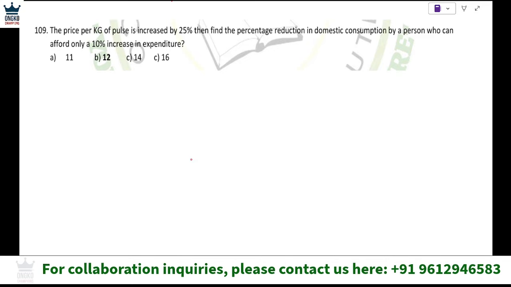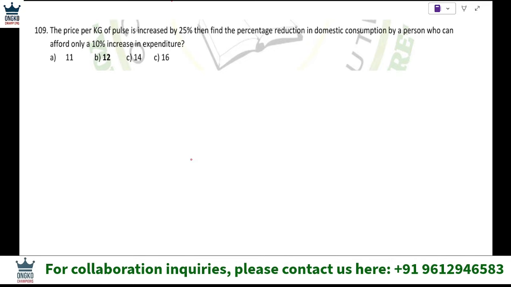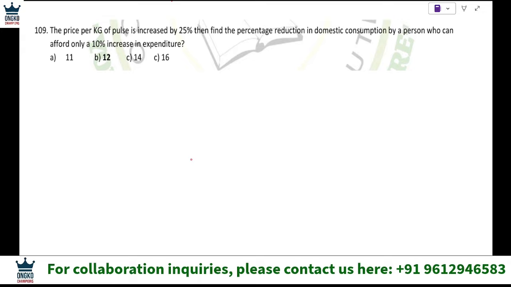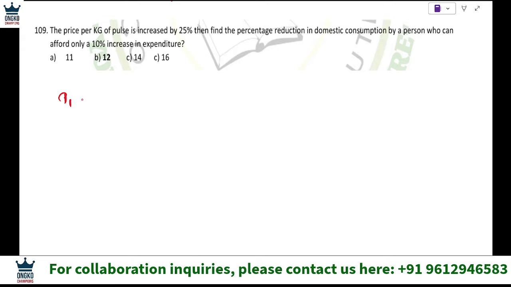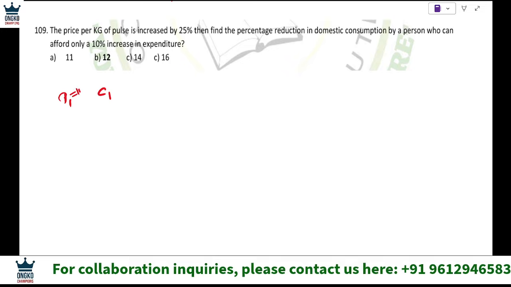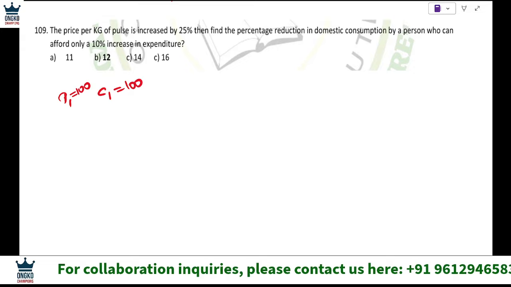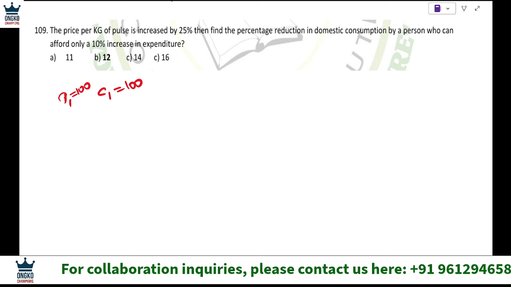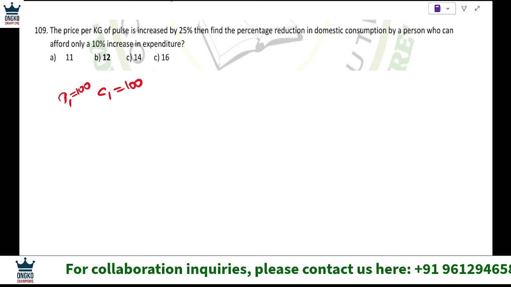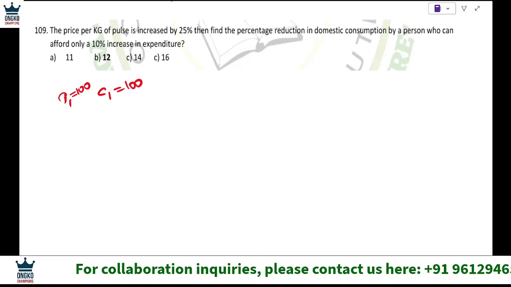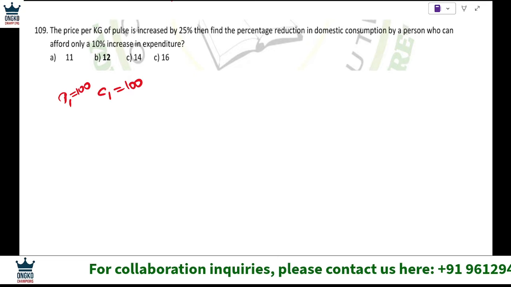So yes, we don't know the initial price or the initial consumption, so we assume. Let's say the initial price for the pulses was P1 and the initial consumption be C1. Now if you want to assume a number, let's assume 100, because any percent of 100 will give us the same value. There is no need to assume a different number.